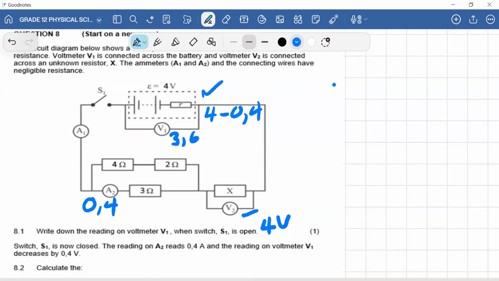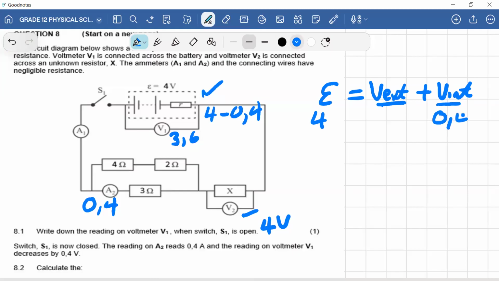So the EMF of the battery is given by E, which is equal to V external plus V internal, which is the V lost. This plus that gives us the EMF. That is before the switch is closed. The EMF was 4 volts. But when the switch was closed, the reading decreased by 0.4.